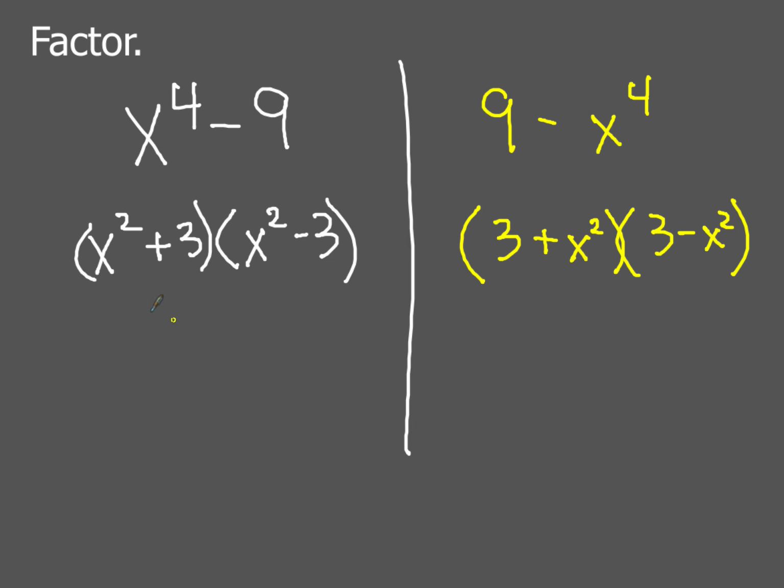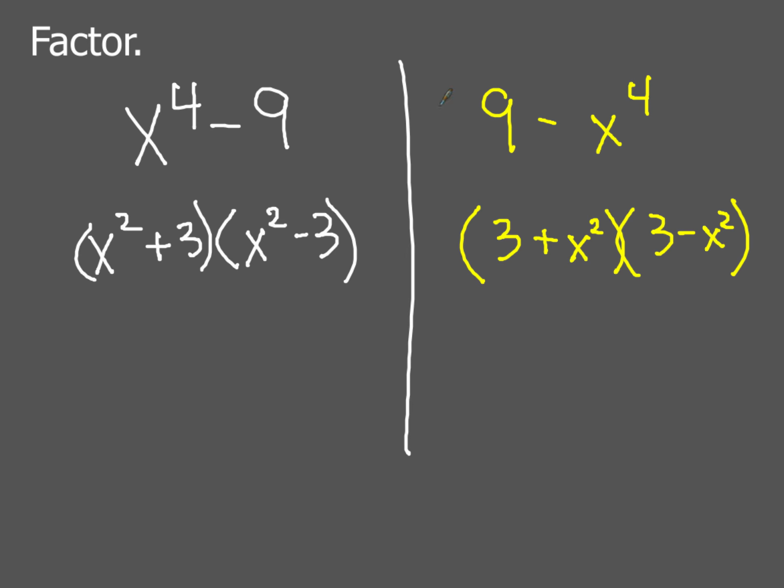Now, of course, if you take a look at the first one, you could factor that into x squared minus 3 and x squared plus 3. And the same thing on the second one, you could switch the order. You could have 3 minus x squared as your first term and 3 plus x squared as your second term, because of the commutative property of multiplication. So just be careful when you're analyzing the factoring.